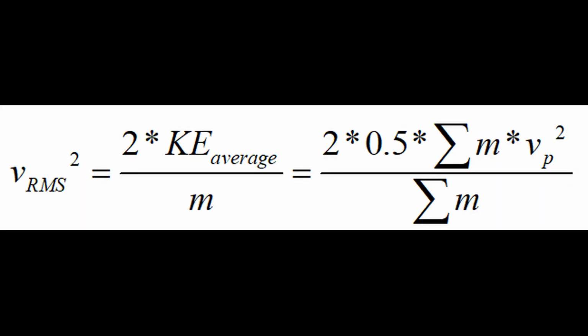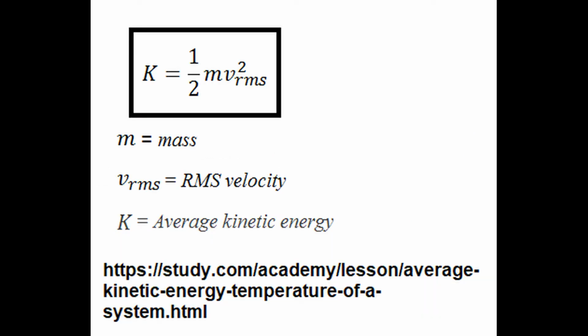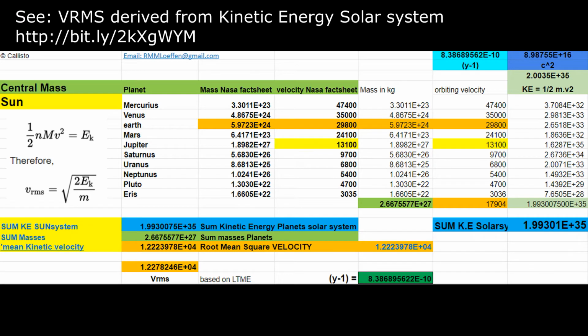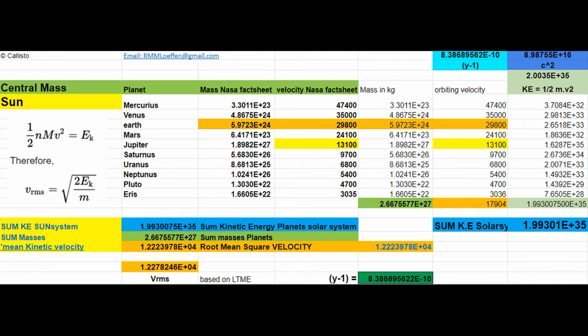To calculate more exactly the root mean square velocity, we use this formula. The root mean square velocity is found by the root from 2 times the total kinetic energy divided by the total masses. The Vrms is calculated from the velocities of the planets and the masses of the planets that we know. This value is the root mean square velocity of the planets in our solar system. The calculated value is 12.3 km per second.